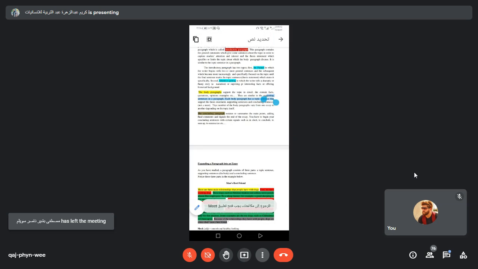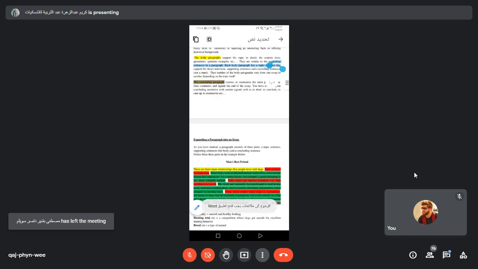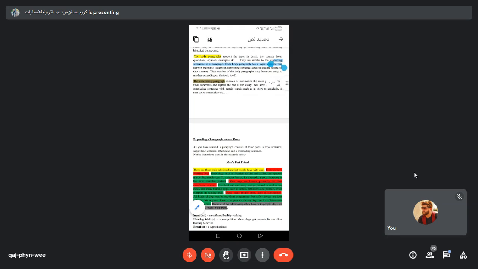Now, expanding a paragraph into an essay. This was theoretical speech, something theoretically written, and now we are going to have an example about what we have written.